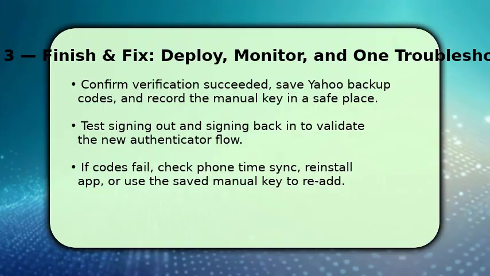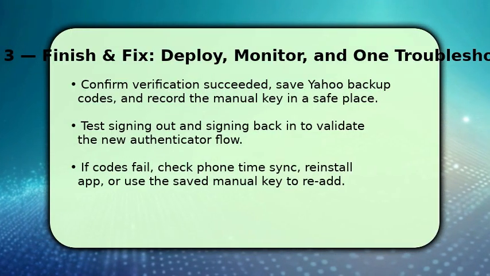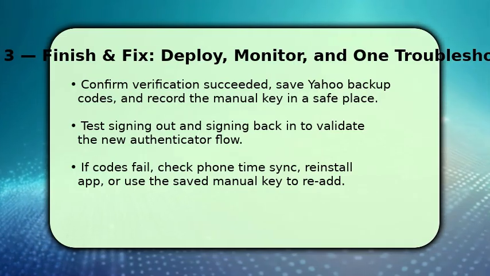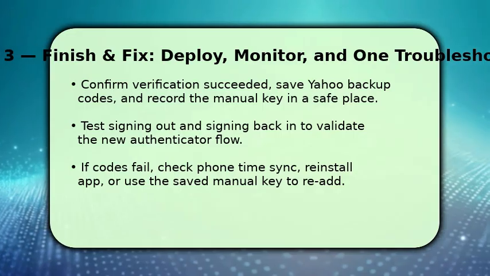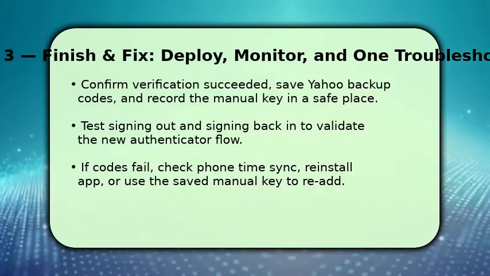If something goes wrong, one key troubleshooting tip is to check your phone's time synchronization setting. Authenticator relies on correct time, so enable automatic network time or resync the app to restore correct time.